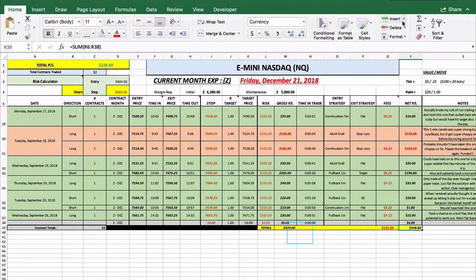This is my tracker, the spreadsheet where I track all of my trades for the month. And you can see here, this is my realized PL for the month. With the commissions, I made, it's actually exact, $338.80.